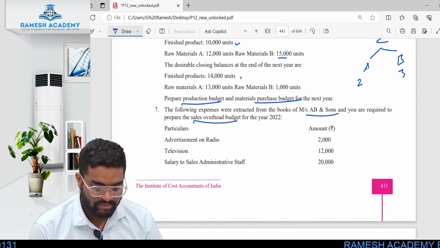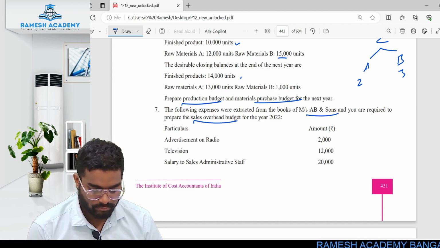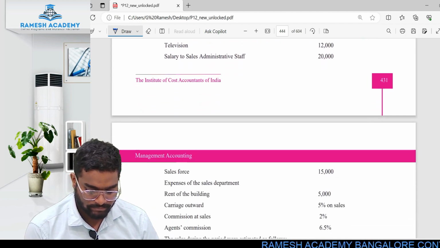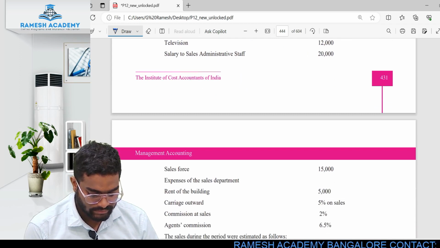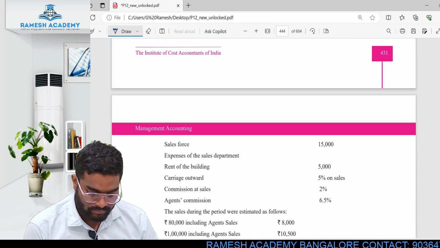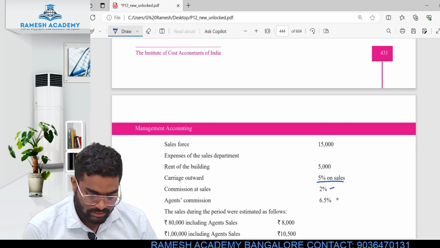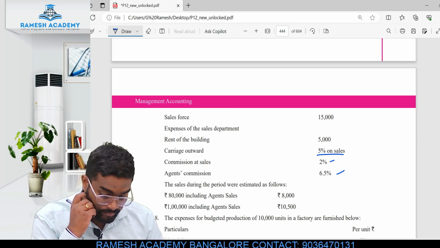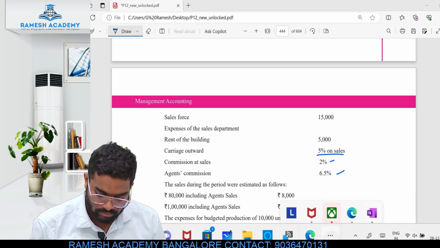So they have given some of the fixed expenses, that is advertisement to radio, salary to admin staff, television, sales force, rent of the building, etc. Then they have given the variable, which is carriage outward, which is 5% on sales, commission at 2%, and agent commission at 6.5%. They have given the sales also. Next we have to prepare the sales budget. So we'll prepare it.